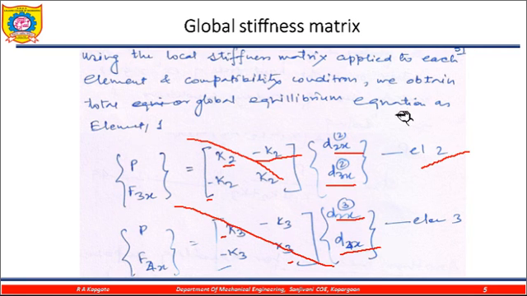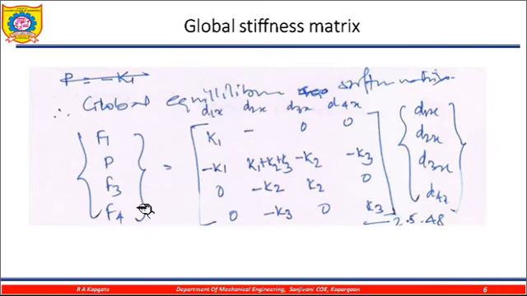Now we need to assemble element 1, element 2, and element 3. So there is the addition of element 1 plus element 2 plus element 3. So there are the three elements. So assemblage is required. Hence we are doing the assemblage, that is F1, P, F3 and F4, so D1x, D2x, D3x and D4x. Writing here the D1x, D2x, D3x, D4x.